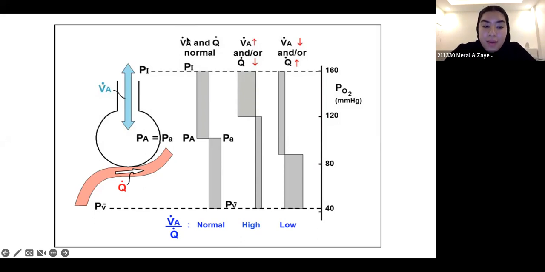Now, if we have a high VQ ratio, and high VQ ratio is the one in the middle, or the second one, so focus on this one. If we have a high VQ ratio, such as in the second part, this can be either due to the fact that we have increased ventilation, or decreased perfusion. Okay.